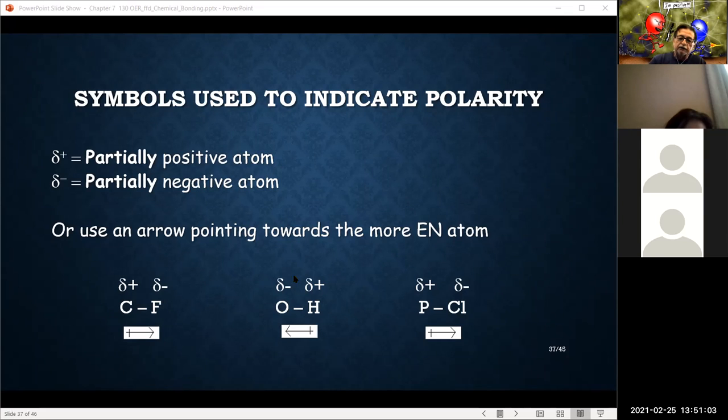Now we also add another symbol, which is the lowercase delta. This symbol right there means partial. It is a partial charge, not a full-fledged charge like in ionic bonds. In covalent bonds, there's a partial positive side and a partial negative side.